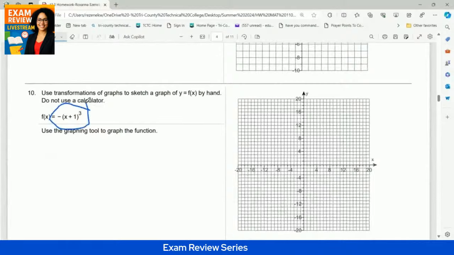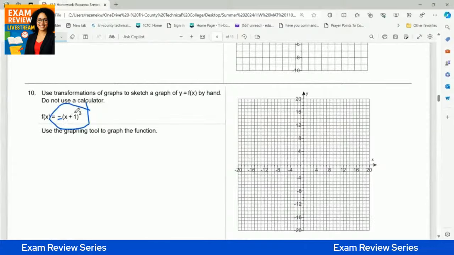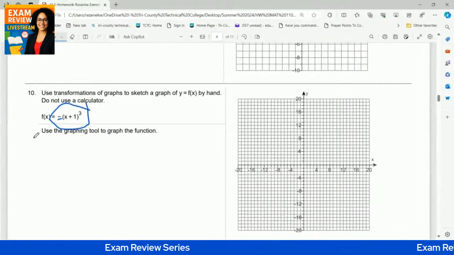Already you see that, first of all, that's a negative sign. Because that's a negative sign, we have a reflection. There is addition inside the original function. So 1 unit to the left, horizontal translation, and so of a cubic function.